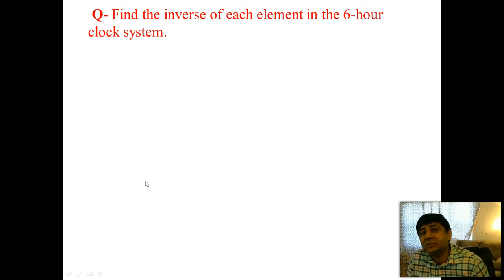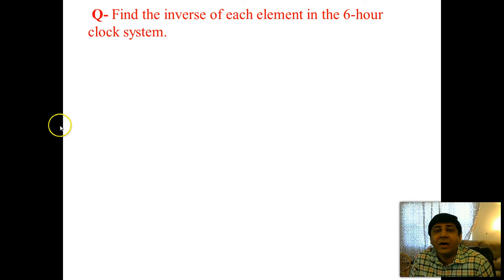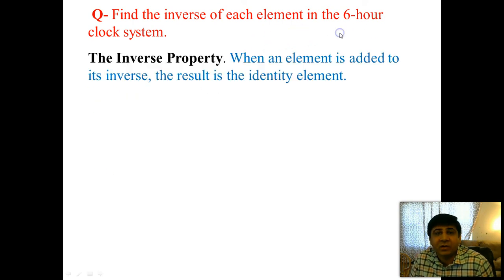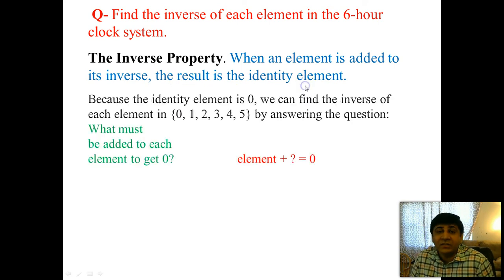Now let's look at the inverse. According to the clock system, find the inverse of each element in the 6-hour clock system. When an element is added to its inverse, the result is the identity element. The question is, what produces the identity? Identity is 0, we already decided in the previous slide. So what are we looking for? What must be added to each element to get 0? The element is given to you, and whatever we add will be our inverse.